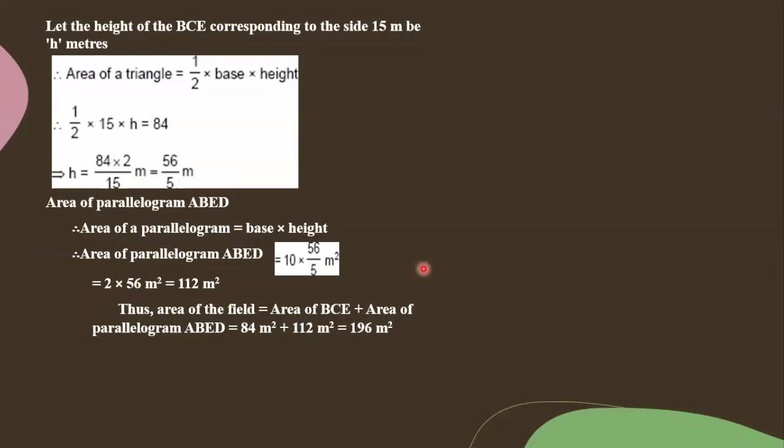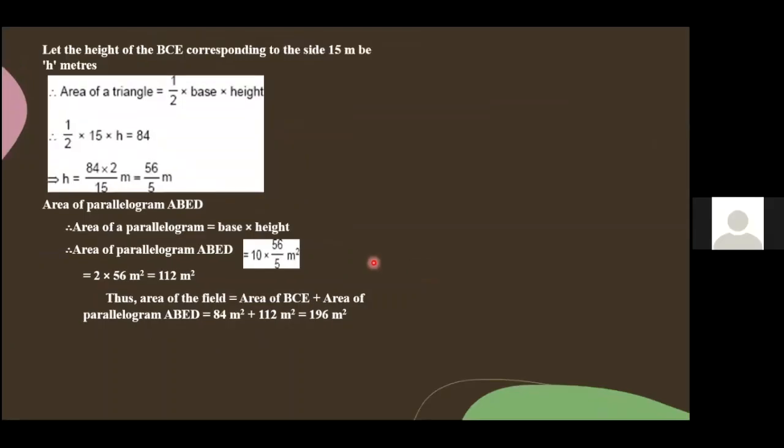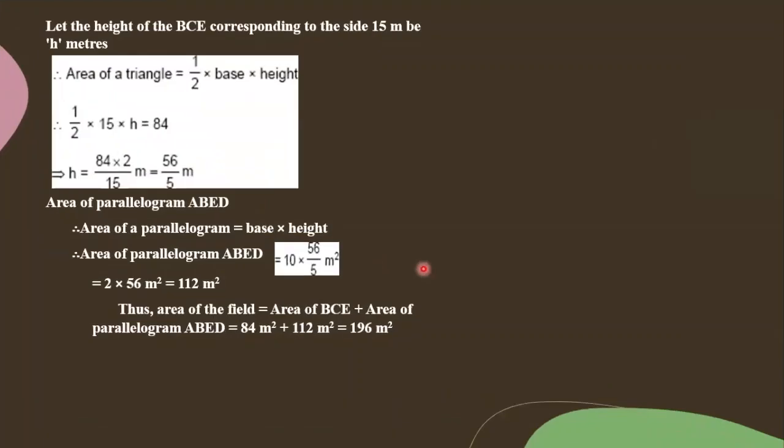5 ones are 5, 5 sevens are 35. 2 ones are 2, so 28. 7 eights are 56, so we are getting 196. Same for you, children? Yes, ma'am. So even after getting the height, you can directly apply the area of trapezium formula, that is half into sum of parallel sides into height. Or you can find the area of parallelogram and add. Both ways you can do it, you'll be getting the same value. Any doubt, children? No, ma'am.